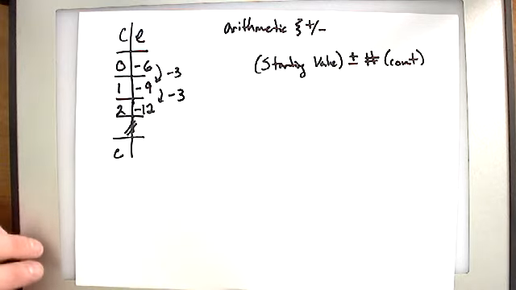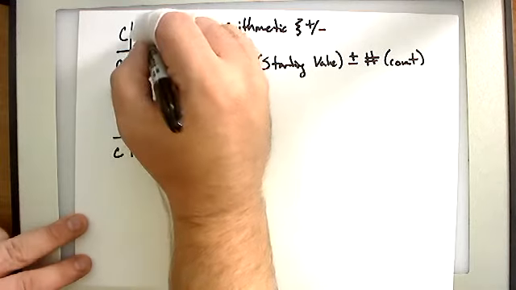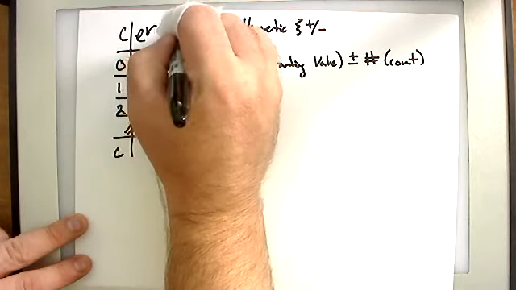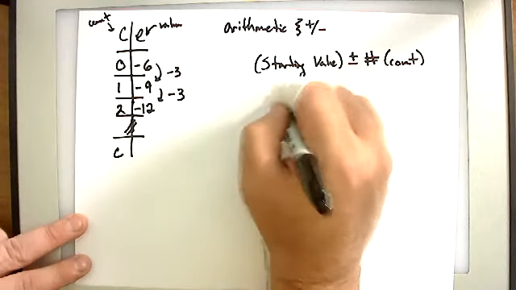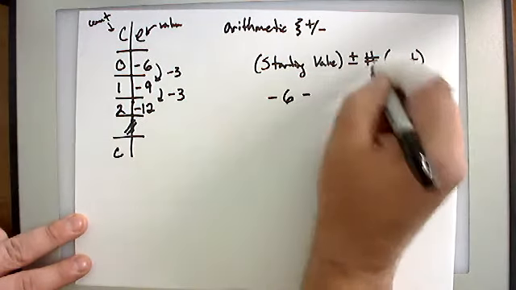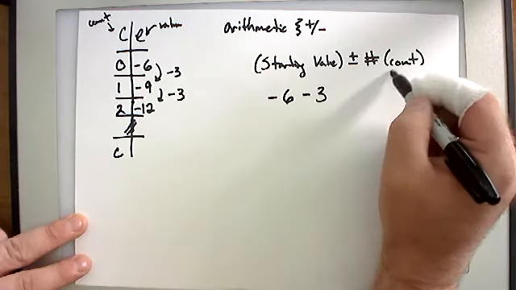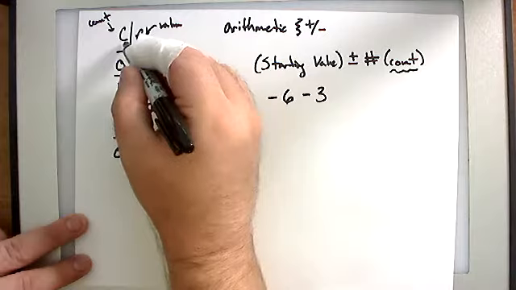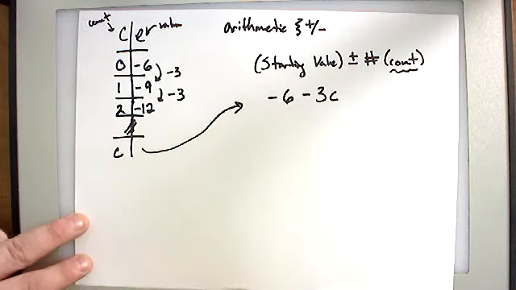Let's think about what this formula would look like. What was the starting value? The starting value was negative 6 right here. Remember, the right side is the value. The left side is simply just a count. So our starting value was negative 6, right? Then we subtracted 3. That's the number we added or subtracted. And we did it how many times? Well, what was the count here? C. So it's negative 6 minus 3C. Hopefully that's getting a little bit clearer, a little bit easier for you.